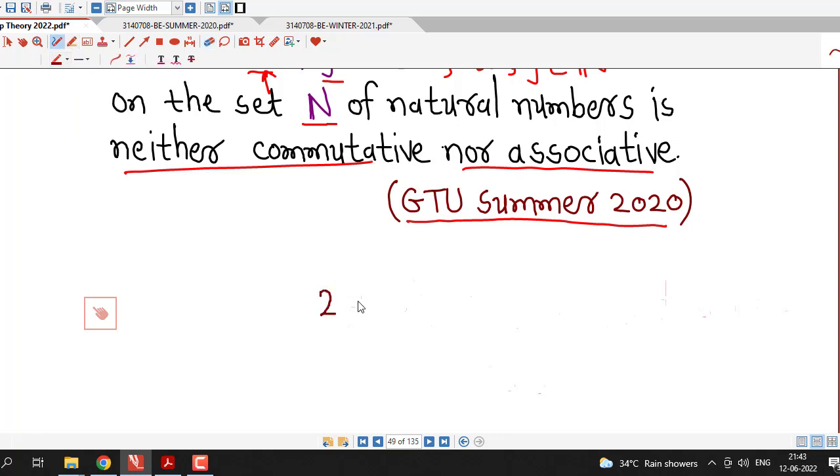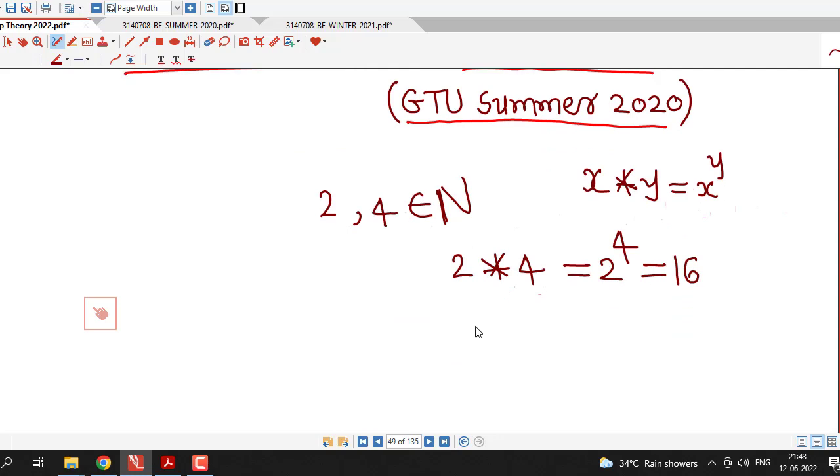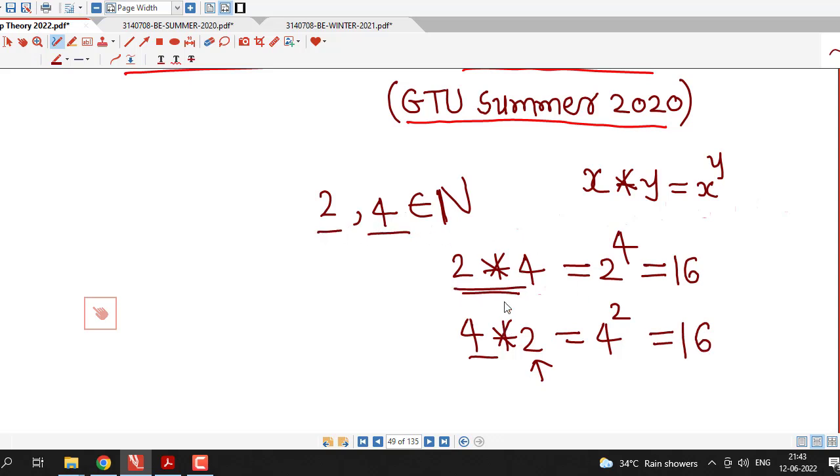For example, suppose I consider 2 and 4 in this set of natural numbers. Then first I find out 2 star 4. If I have x star y, then definition is first element to the power second element. So here first element is 2, second element is 4. So I will have 2 raised to 4, that is 16. And if I find out 4 star 2, then I will have first element 4 to the power second element 2. So this is also 16. So for 2 and 4, this property is satisfied, 2 star 4 equal to 4 star 2. So this will not work.